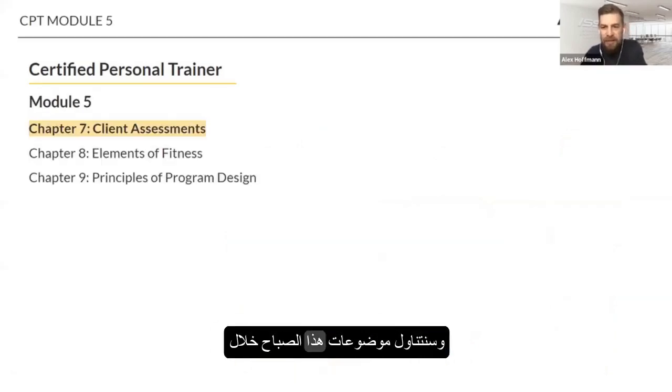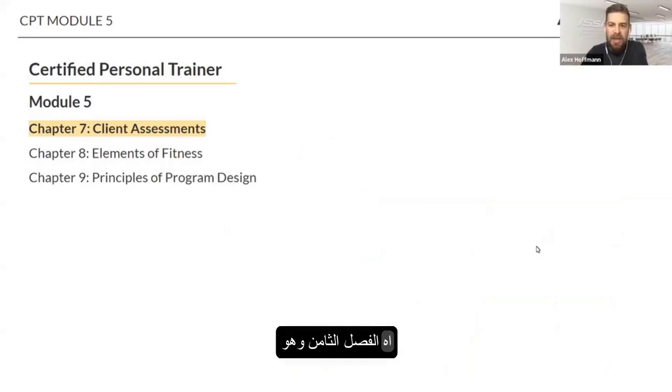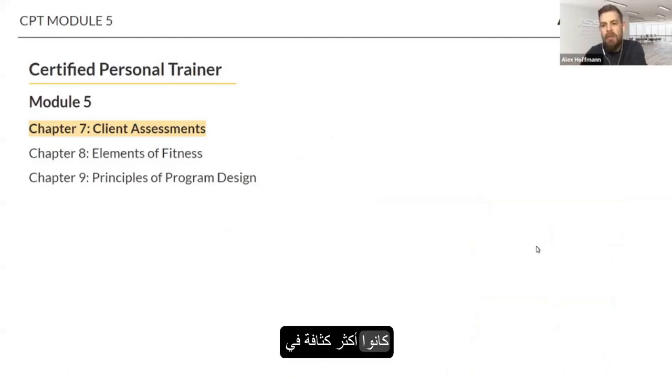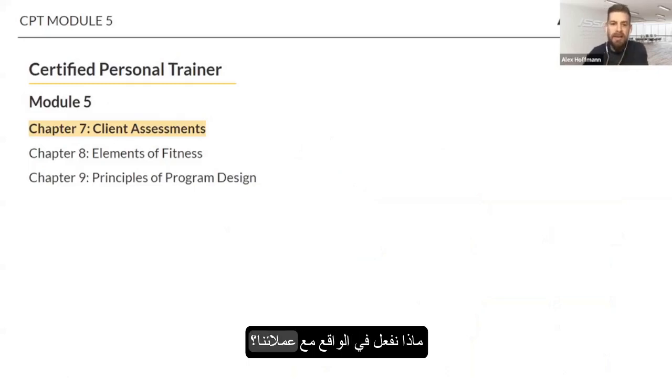This morning, we're going to be running through Chapter 7, which is Client Assessments, Chapter 8, which is the Elements of Fitness, and then Chapter 9, which is the Principles of Program Design. So the first 2 days, the first 4 lectures that you went to, were a little bit more science intensive. And now we're going to be diving into the practical application. What are we actually doing with our clients?